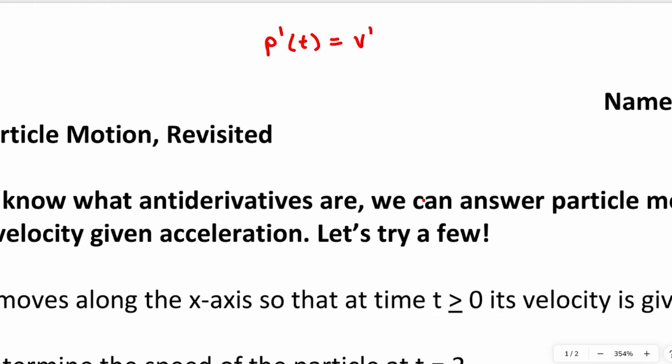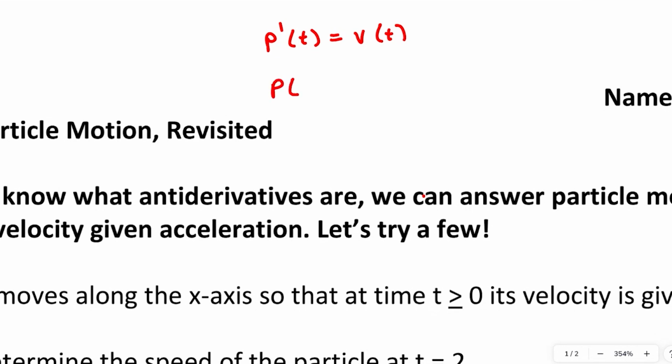And we learned how to differentiate, so we could find the velocity given position. But what we can do now is, given the velocity, find the position. Because if velocity is the derivative of the position, then that means the position must be the integral or the antiderivative of the velocity.